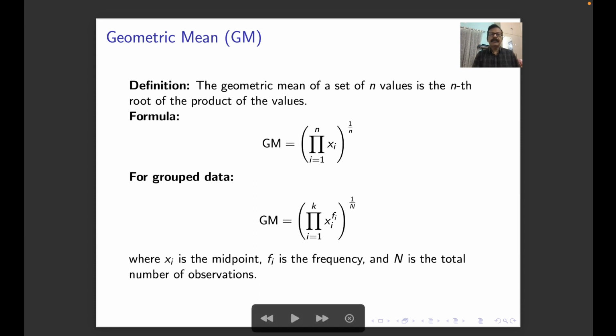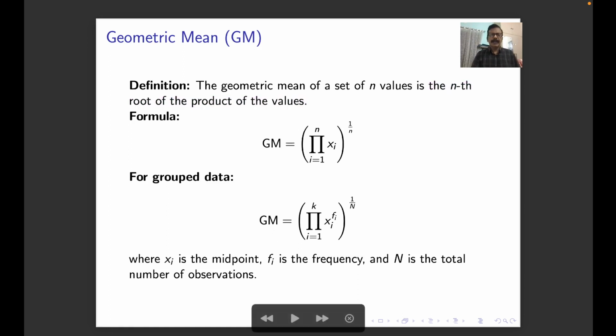Geometric mean of a set of n values or observations is the nth root of the product of the values or observations. Nth root of the product of the values.